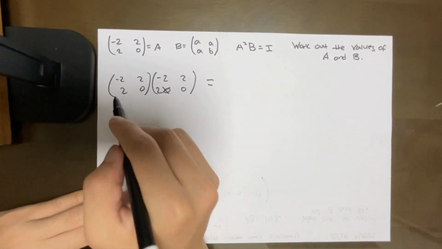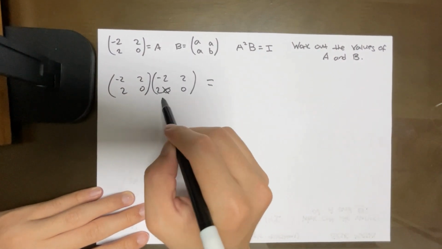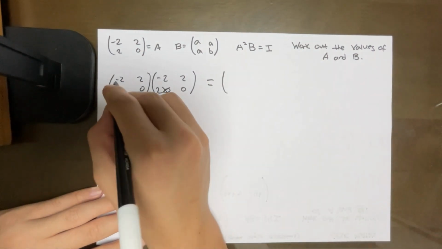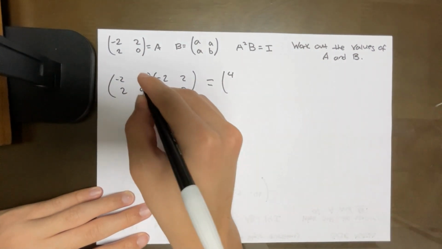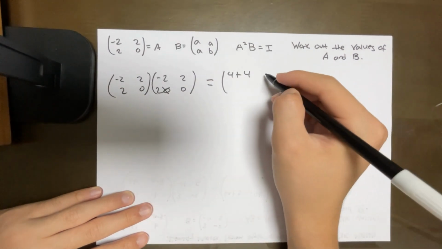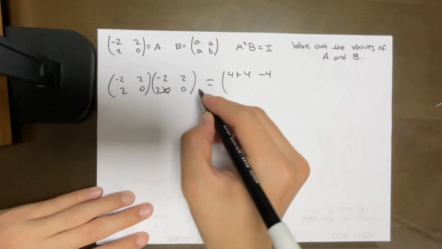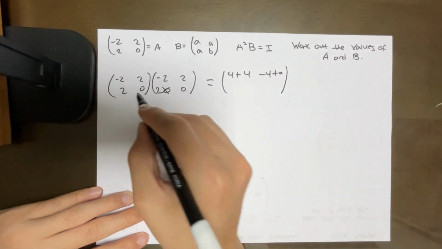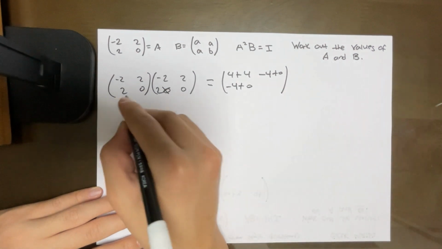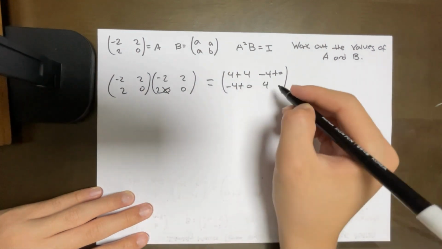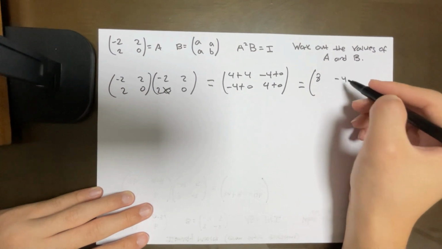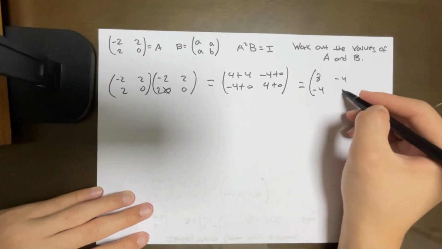So (-2, 2; 2, 0) multiplied by (-2, 2; 2, 0) gives us: minus 2 times minus 2 gives us a positive 2 times 2, which gives us 4. Negative 2 times 2 gives us negative 4. 2 times 0 gives us 0. 2 times negative 2 gives us negative 4. 0 times 2 gives us 0. 2 times 2 gives us 4. 0 times 0 gives us 0. If we simplify this out, that gives us 8, negative 4, negative 4, and 4.